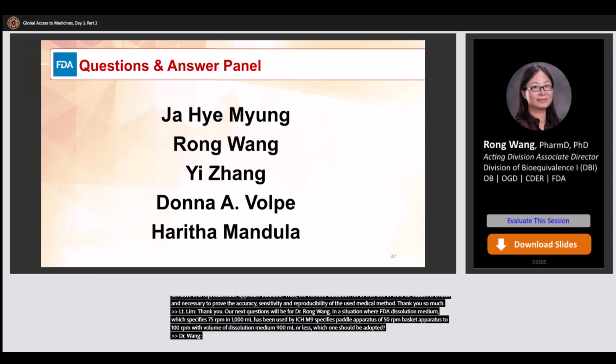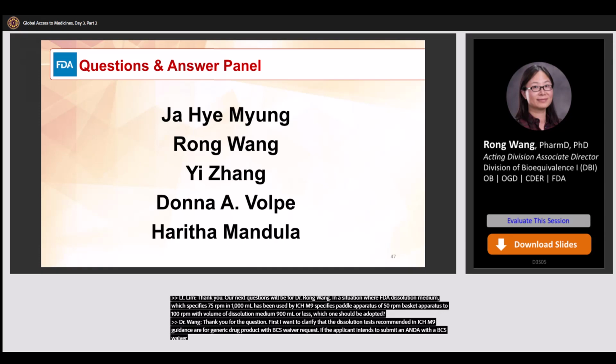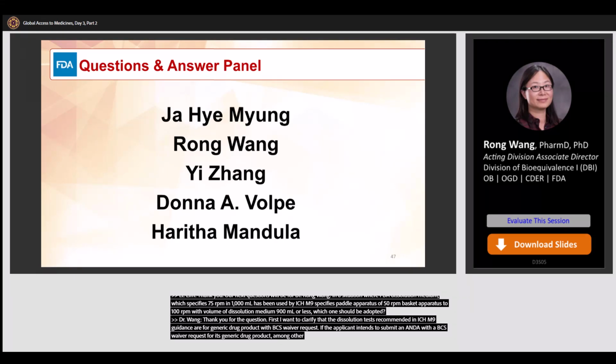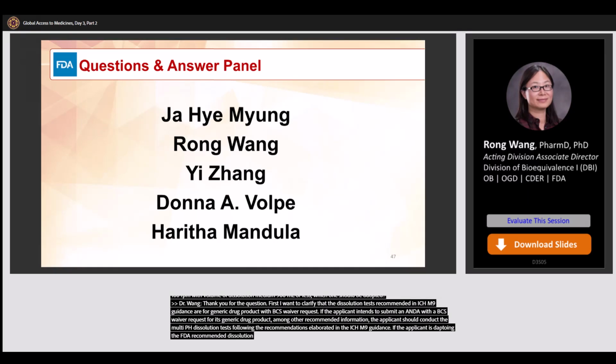First, I want to clarify that the dissolution tests recommended in ICH M9 guidance are for generic drug products with BCS waiver requests. If the applicant intends to submit an ANDA with a BCS waiver request for its generic drug product, among other recommended information, the applicant should conduct the multi-pH dissolution tests following the recommendations elaborated in the ICH M9 guidance. If the applicant is adopting the FDA recommended dissolution method for quality control and stability purpose, the applicant should also submit the dissolution testing data using the FDA recommended method. Whether the FDA recommended method is suitable for the proposed generic drug product for quality control purpose will be determined by the Office of Biopharmaceutics within OPQ.